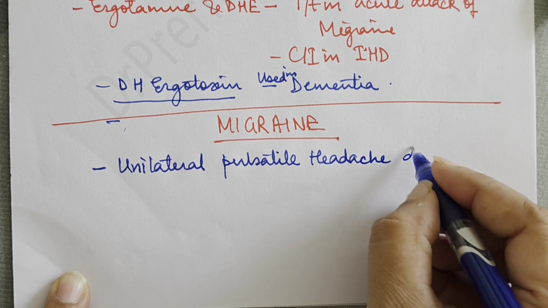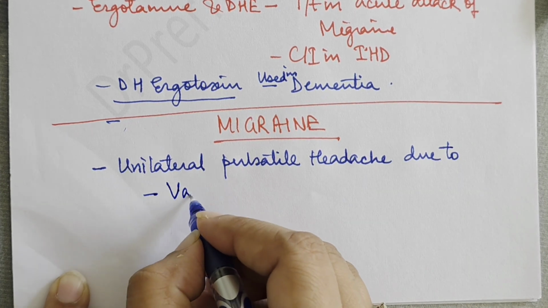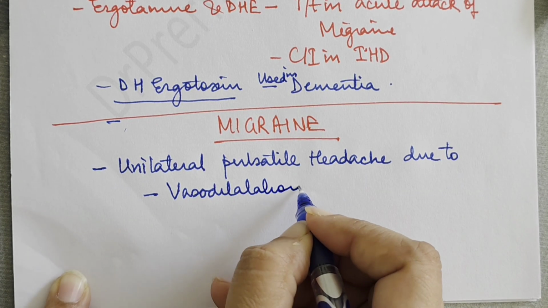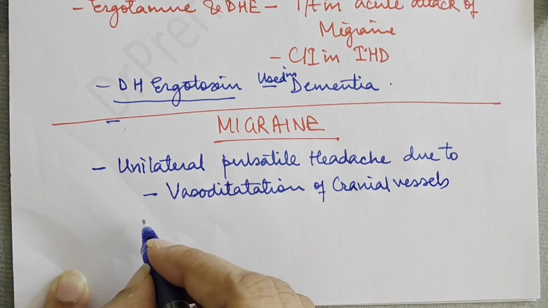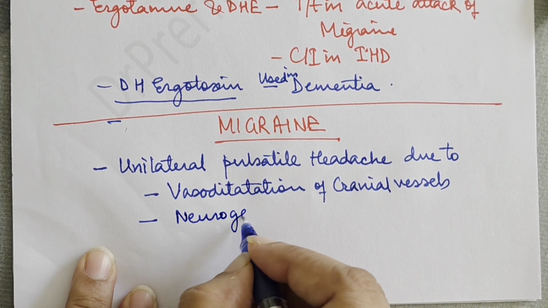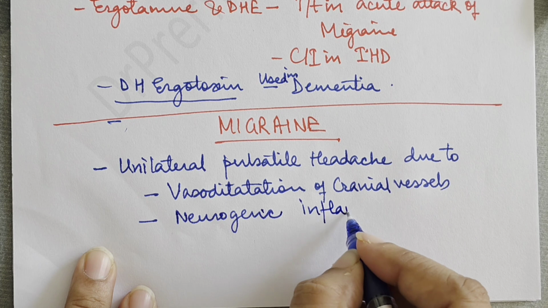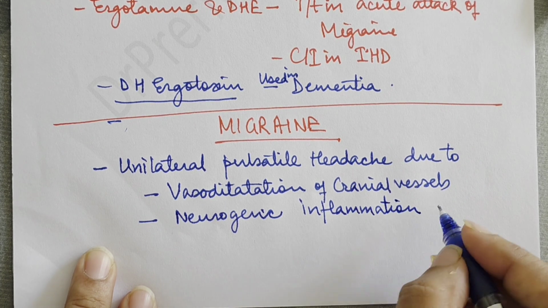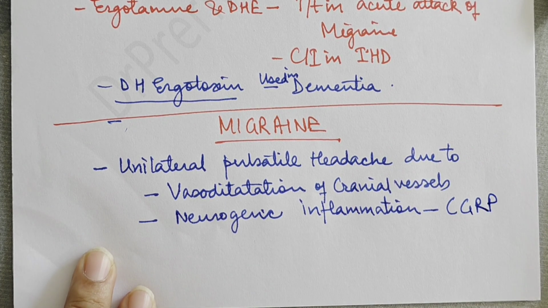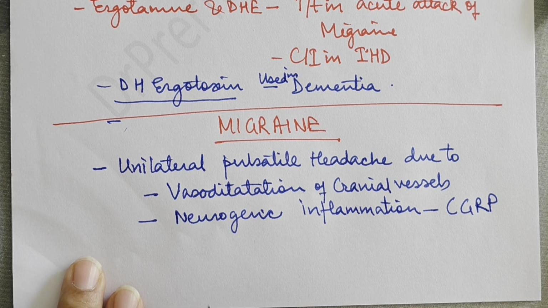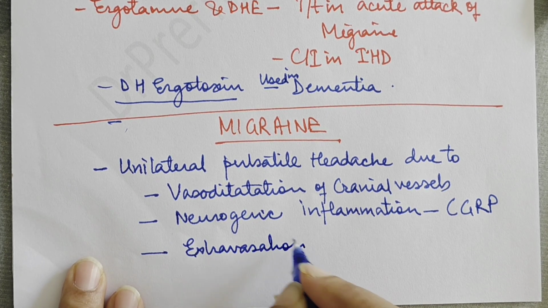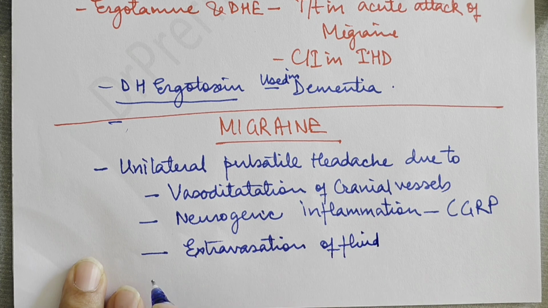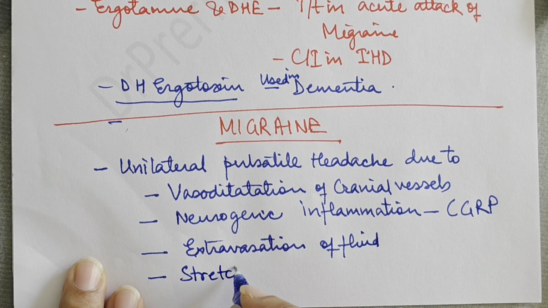Okay, why? What is the pathophysiology? First of all, there is vasodilatation of cranial vessels, right? Second, there is neurogenic inflammation, and the main mediator of this inflammation is CGRP, calcitonin gene related peptide, which is the principal mediator of this inflammation, and all because of this there is extravasation of fluid also, which further causes pain, and there is stretching of pain receptors.